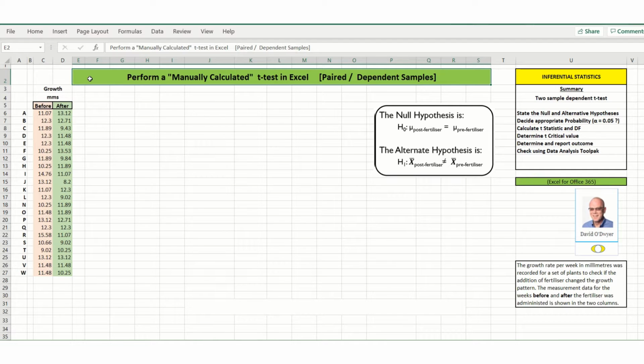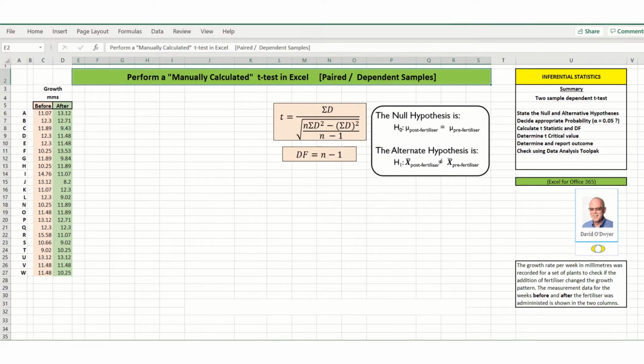The next question we'd ask is, what are the formulae that apply to this situation? So the two formulae we need for a paired t-test are given here. One to calculate the t-statistic and the other to calculate the degrees of freedom. So I'll just add in a few headers for where we need to do some calculations.